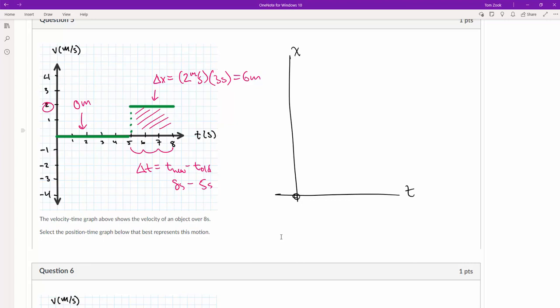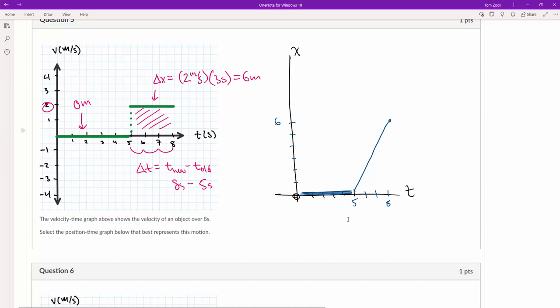In the first 5 seconds, I'd expect to do nothing. 1, 2, 3, 4, 5. So I just have a flat line. And then for the next 3 seconds, let's say that's 5, and then 6, 7, 8, I'd expect to go forward 6 meters. So I know I'm just kind of not labeling everything here, but I'd want it to look something like this. Something along those lines. Along those lines, hey, it's a pun.